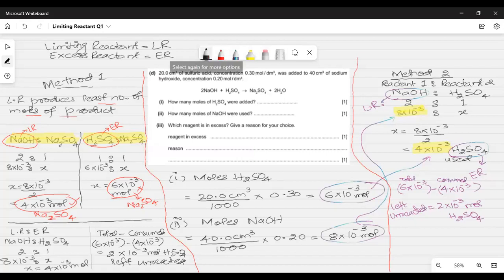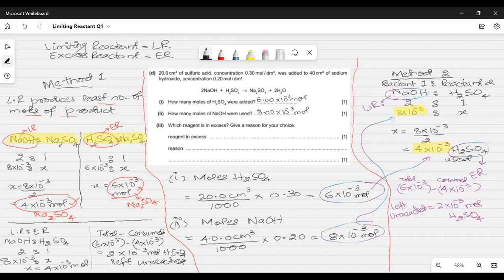So if I use black, that would be for H2SO4, this is going to be 6 into 10 raised to power minus 3. Since we're writing exact answers, we need to go with three significant figures. That is 6.00 into 10 raised to power minus 3 mole over here, and 8.00 into 10 raised to power minus 3 mole over here. Don't forget the three significant figure part. Reagent in excess, you can either write the name or the formula.